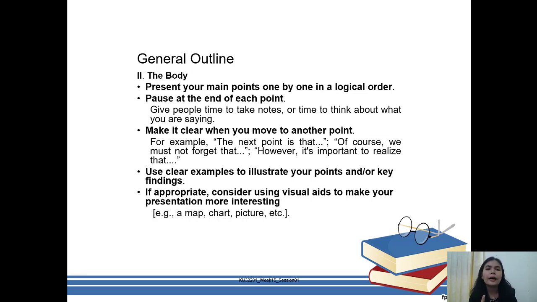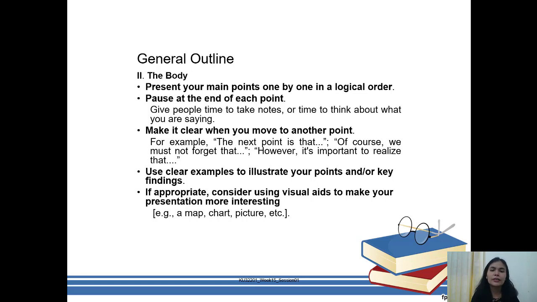And then after that, pause at the end of each point. Make sure that people have time to take notes or think about what you are saying. If you keep on talking all the time, then it will be a bit hard for most of the audience to understand or to catch up with what you are saying. And then the next part is to make it clear when you want to move to another point.